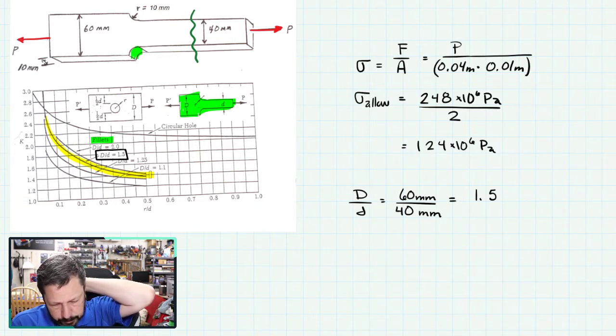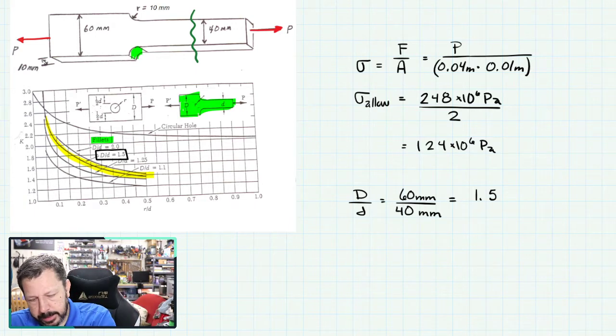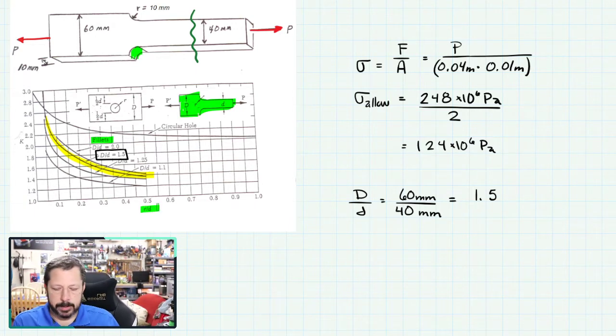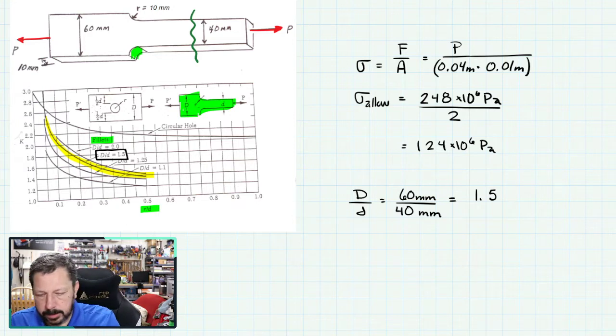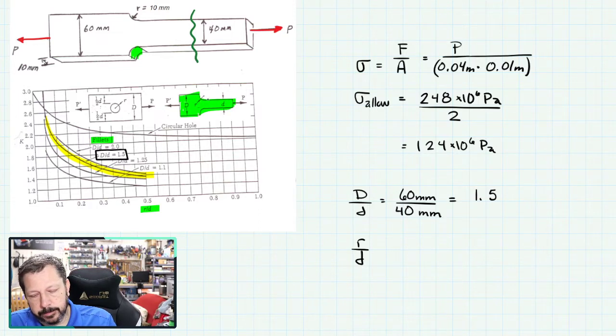All right. The next thing I need to know is where am I on the x-axis? And so this is the ratio of r over D. So for us, r is the radius of the fillet. They actually give us that up here, 10 millimeters.